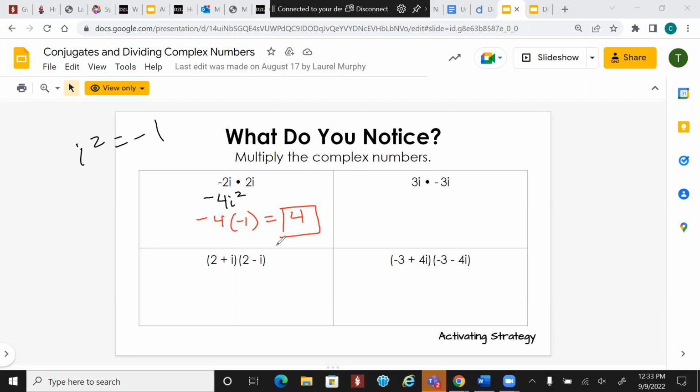Okay. We're going to do the same thing on the next one. So 3 times -3 is going to give us -9. I times I gives us I squared. I'm going to substitute in a -1. So -9 times -1 is going to give me what? +9.